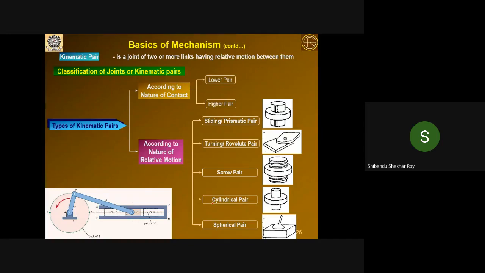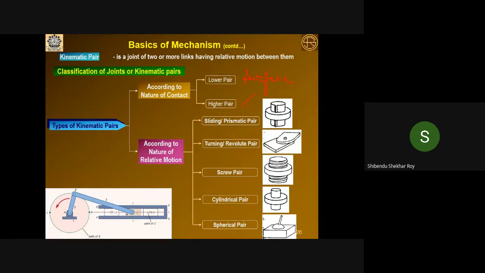Now what are the different types of kinematic pair? According to the nature of contact, kinematic pair are the lower pair and higher pair. Lower pair means surface contact with the one link with the other link, having the surface contact or area contact. Whereas higher pair means line contact or the point contact. So in case of a lower pair, there will be a surface contact or the area contact, whereas the higher pair either point contact or line contact.